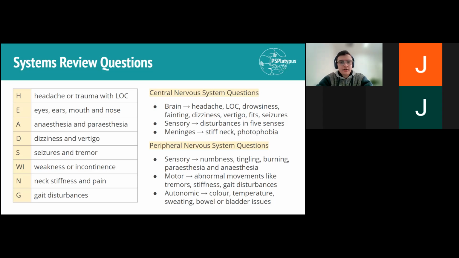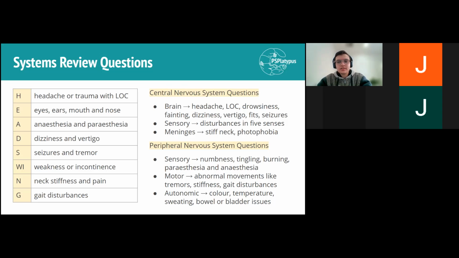If you're not a fan of acronyms, there's also a way you can remember this, thinking about the systems. I'd still understand this regardless, because it tells you why each of these questions is being asked. So we're thinking about, first of all, central nervous system pathologies: the brain, the nerves providing sensation, or the meninges, the layers around the brain. So headache, loss of consciousness, drowsiness, and so on.